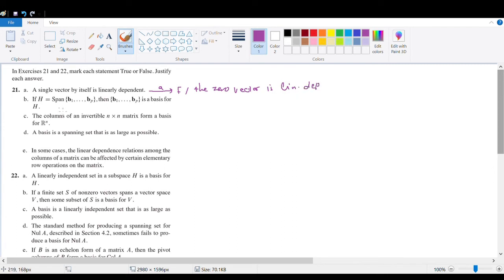For B, if H is equal to span b1 until bp, then b1 until bp is a basis for H. We cannot say it is a basis unless it is linearly independent. So this one, B, is false. The set must be linearly independent.